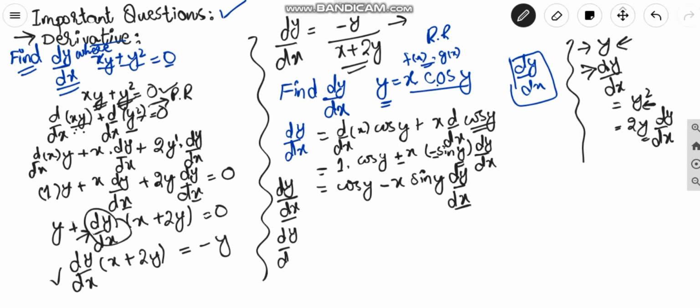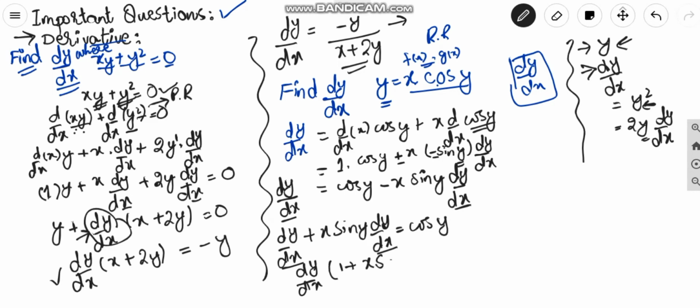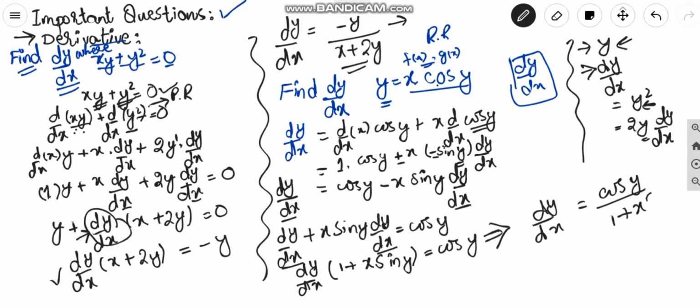Dy by dx is common in these two terms, so let's combine these two terms. Dy by dx plus x sin y dy by dx equals cos y. Let's take dy by dx common from these two terms. Here it remains 1 plus x sin y equals cos y. What will be the answer? Dy by dx equals cos y over 1 plus x sin y.